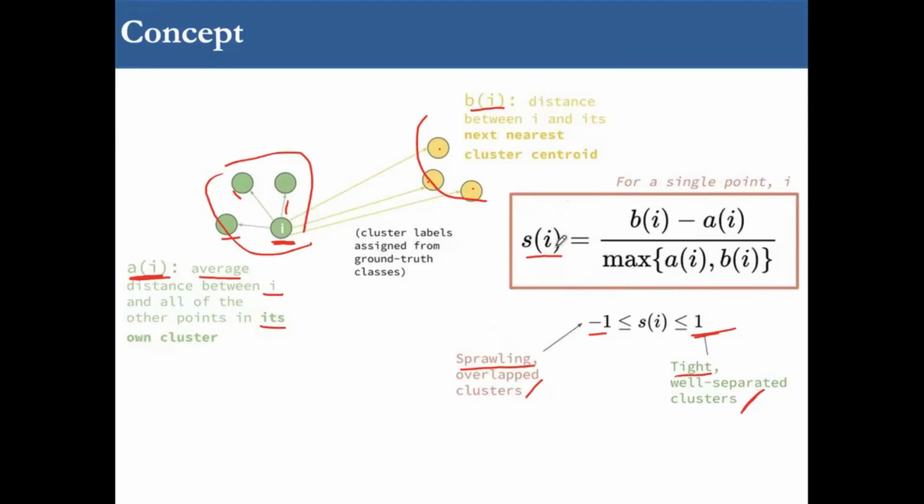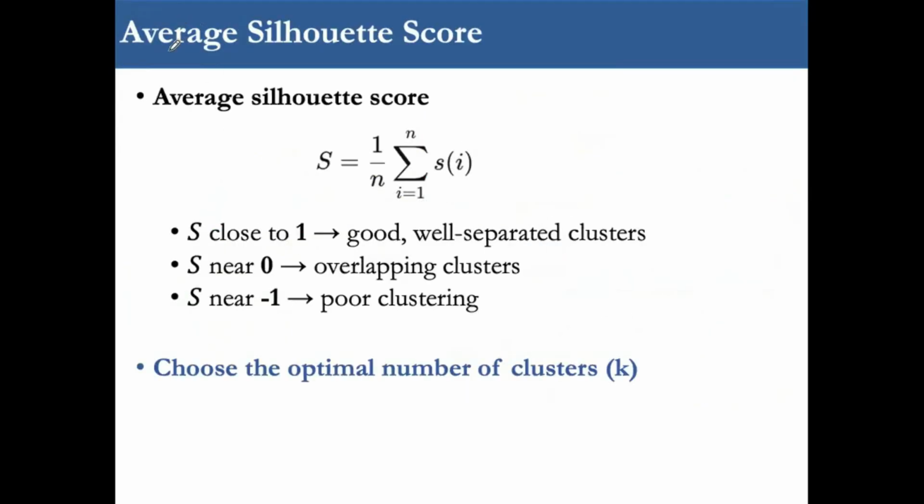After calculating S(i) for each and every data point, we need to calculate the average Silhouette score. What is the average Silhouette score? The average Silhouette score will be calculated as S equal to 1 divided by N, summation of i equal to 1 to N of S(i). We'll get a value. This value can range between minus 1 and 1. If S is close to 1, then it means that it is good, and it is a well separated cluster. We are calculating the average Silhouette score for all the data points in a particular cluster.